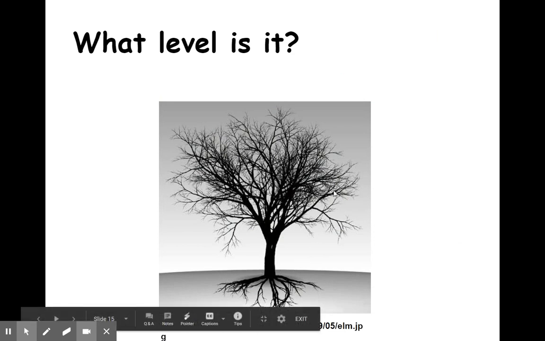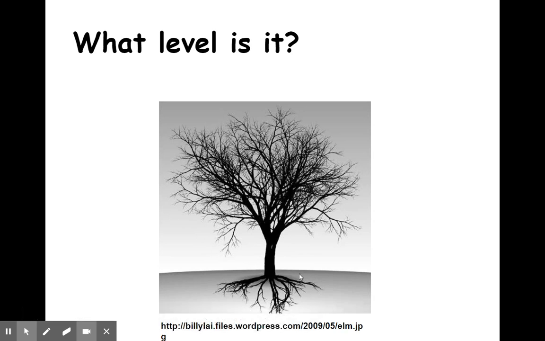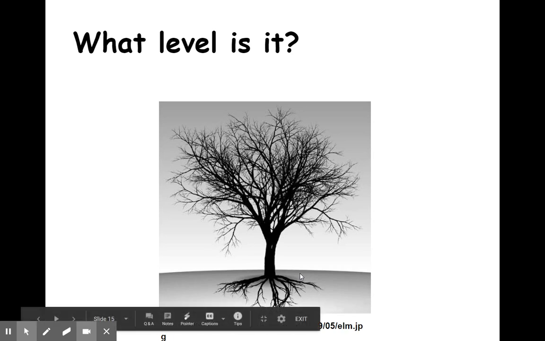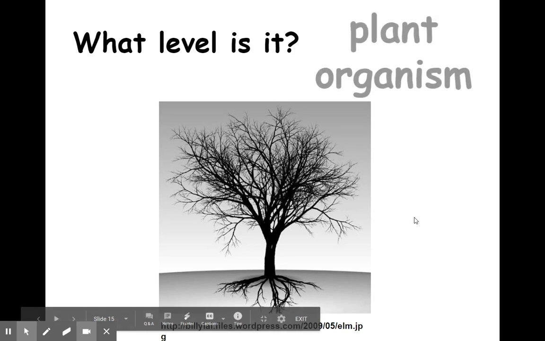Okay, so everything on top, above the ground for a plant, that is the shoot system. And everything below, underground, that's the root system. And just like us, when all systems are working together, they only have two. When all systems are working together, that's the organism.